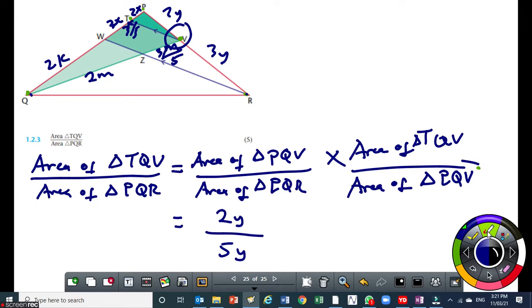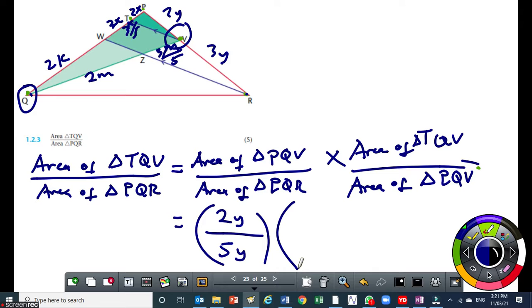It's because these two triangles share a common vertex, which is this one. Okay? They share a common vertex. Remember, we have got PQV and PQR. So you know your ratios of... I think we did, yeah, we did. But let me write it this way: times the area of TQV over area of PQV. Remember, TQV and PQV also share a common what? Common height. Therefore, the ratio of their areas will be equal to the ratio of their bases.